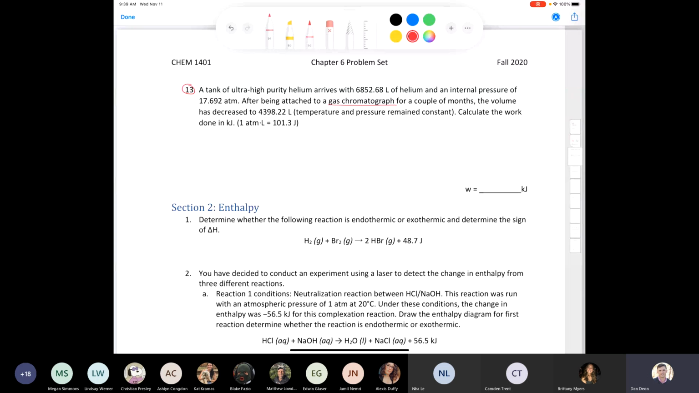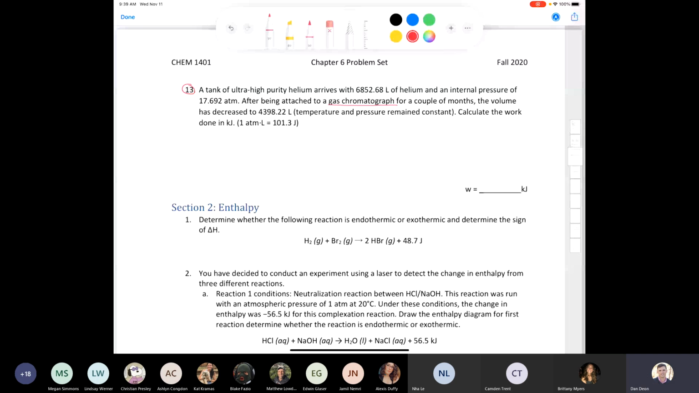A gas chromatograph is just an instrument that's used to separate molecules in the gaseous phase. You can separate them based on their polarity, which is something that we'll look at more in chapter 12. Anyhow, it's basically hooked up to an instrument that uses the helium.